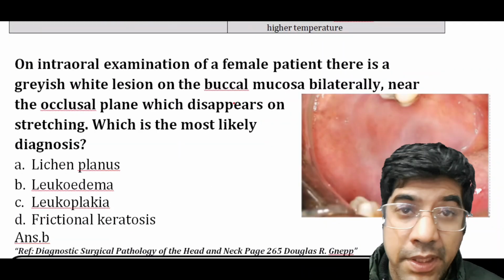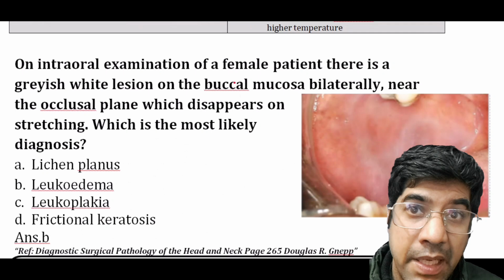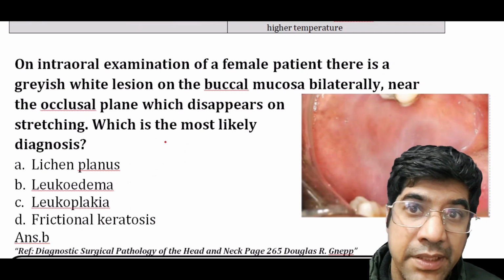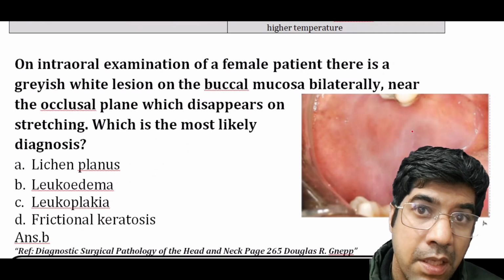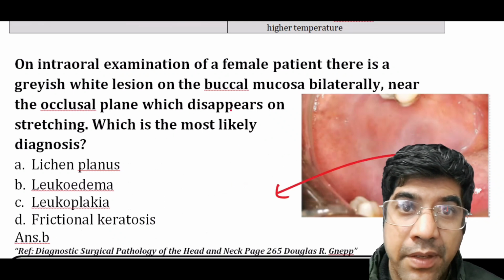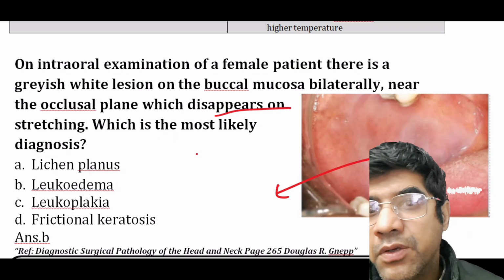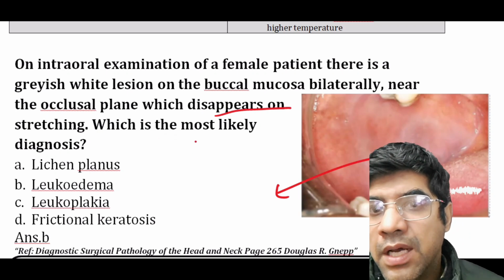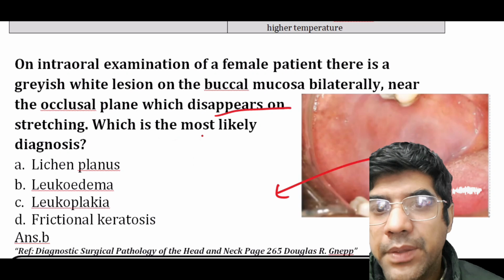Coming to the next question: on intraoral examination of a female patient, there is a grayish whitish lesion on the buccal mucosa bilaterally near the occlusal plane that disappears on stretching. So your diagnosis would be, the answer is leukoedema.